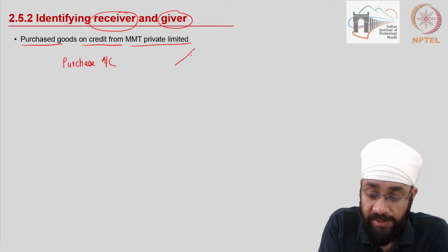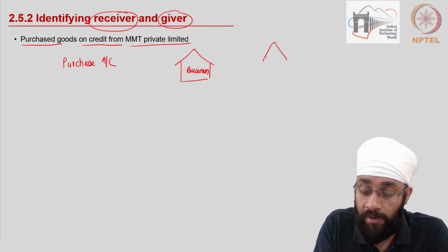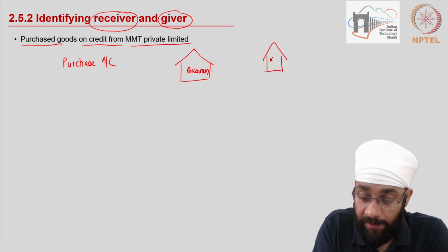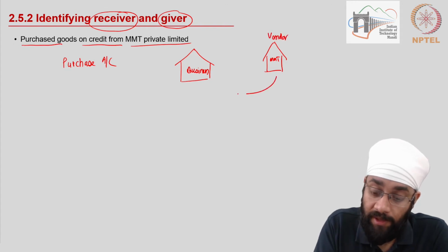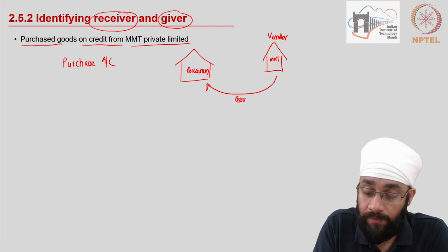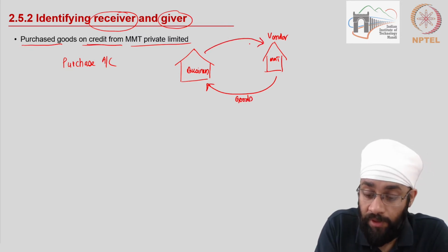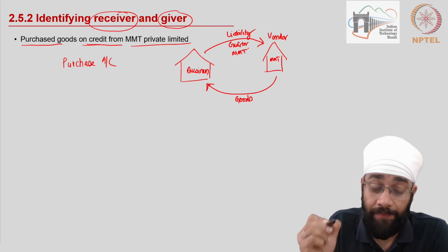The transaction really is happening between, let's say, two parties. This is the business, and this is your vendor, MMT. The vendor is supplying goods, and this is on credit. Therefore, there is a liability which is being created. This is a creditor. MMT is a creditor.